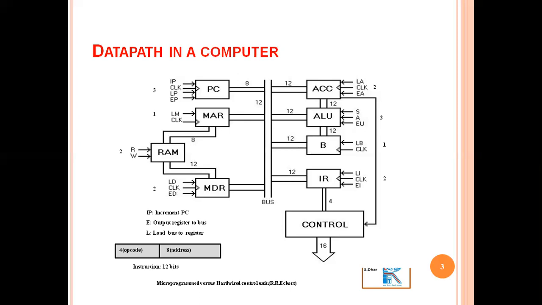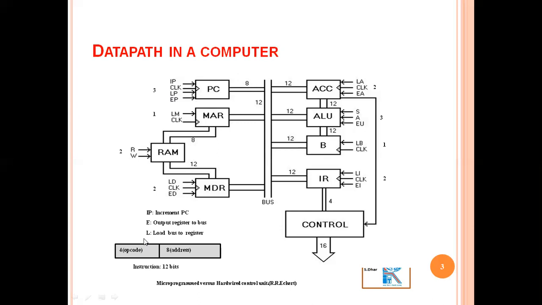Now see, mostly in each of the components you can find two things. One is E, another is L. Suppose here EP, LP, here ED, LD, here EA, LA. Now, what is the meaning of E? E means data will go from the register to the bus. That means EP, enable program counter: if this is activated, the address from the program counter will go to the bus. That means it will transfer data from the program counter to the bus if EP is activated.